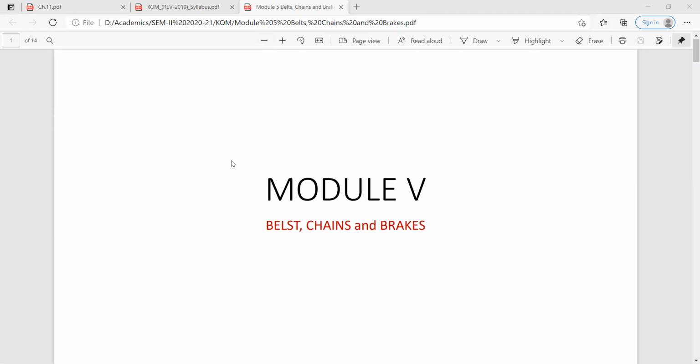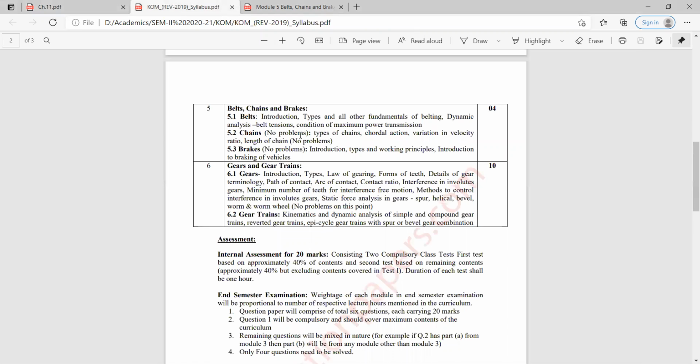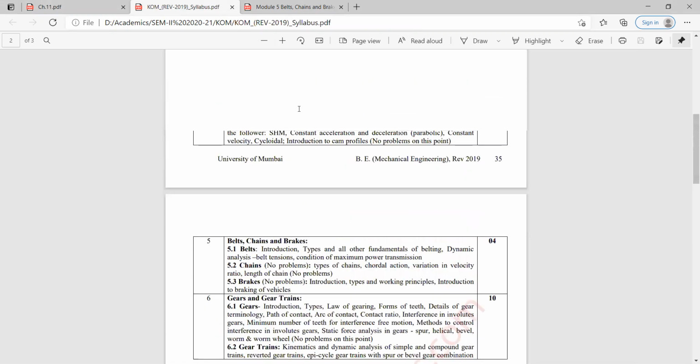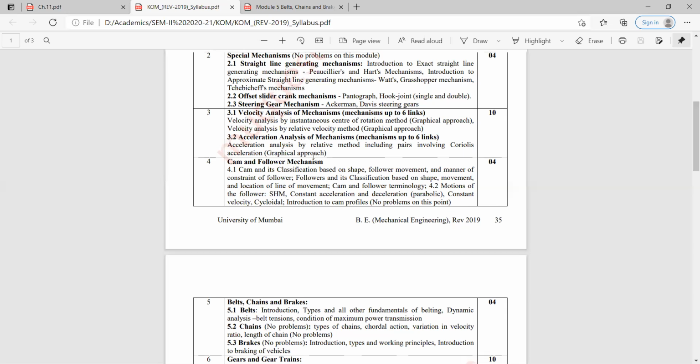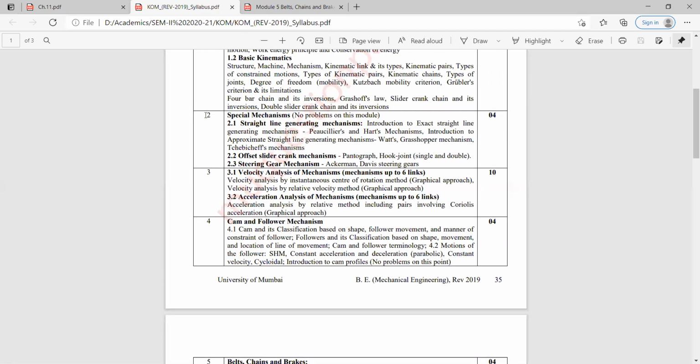so this module, that is fifth module, is also there in your IA2. So if you see the syllabus, then your fifth module is belts, chains and brakes. So this module will also be there. Then cam and follower. And the second module, that is special mechanisms. So modules number 2, 4 and 5 will be there in your IA2.